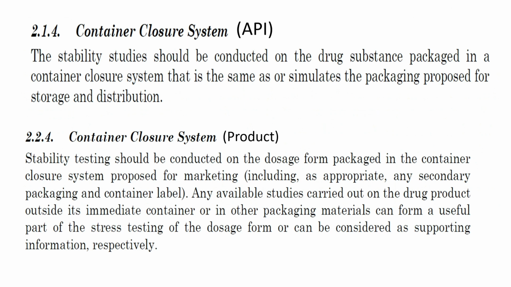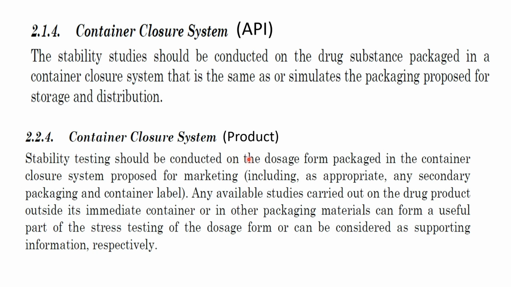Before we discuss the number of batches, I explained that 3 batches are required. Now the container closure system is divided into API and product. For the API, the stability studies should be conducted on the drug substance packaged in a container closure system that is the same as, or simulates, the packaging proposed for storage and distribution. So the stability study has to be conducted in the same container closure system. It should simulate how you are containing, storing and distributing the API till shelf life.